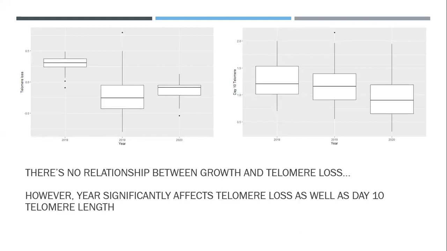So for the first question, when you looked at this, there was no effect of any of those environmental variables in the relationship between growth and telomere loss, and growth and telomere loss by themselves were also not related. So there was no relationship between them. However, year significantly affected telomere loss as well as date and telomere length.